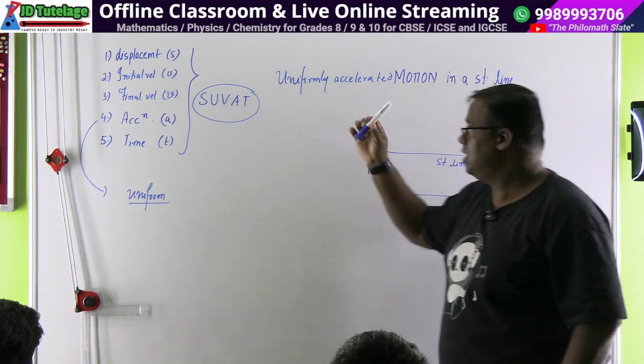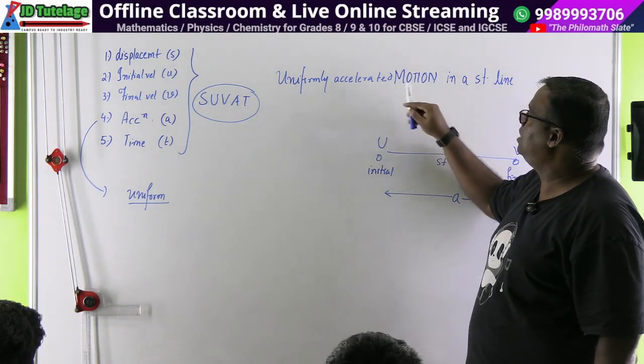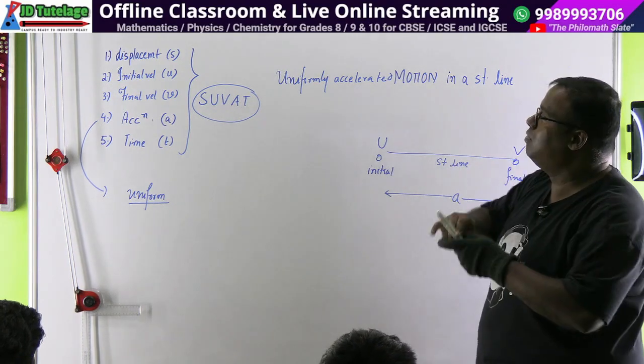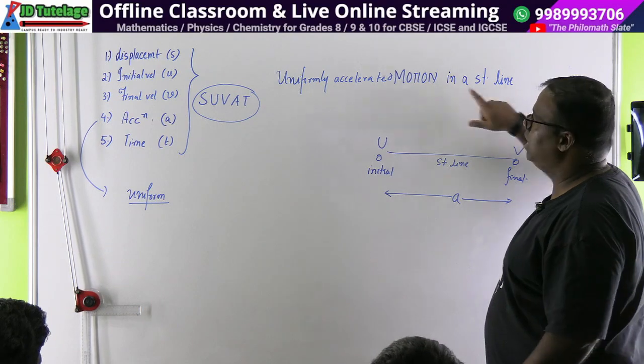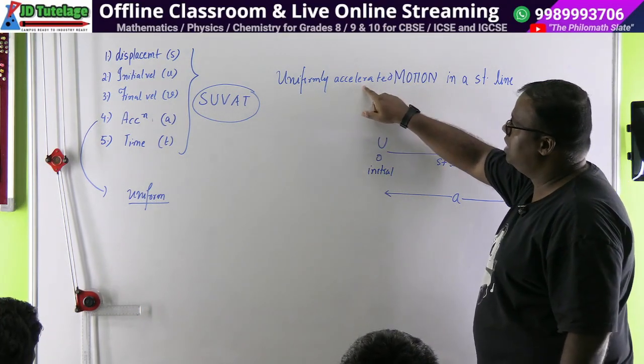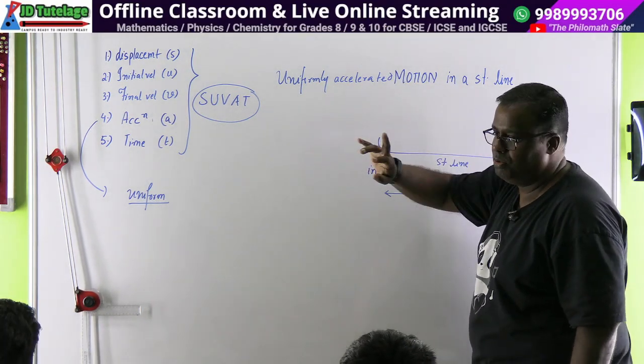What is the name of the chapter now? Uniformly accelerated motion in a straight line. Now you see everything is applied. Motion, that means something is moving. Straight line, S has come. Acceleration means U and V should be there and T should be there.